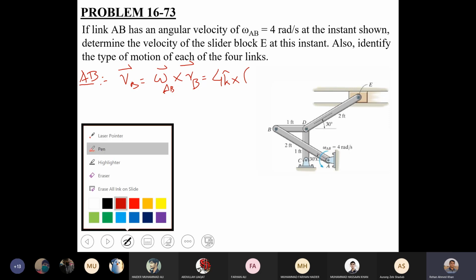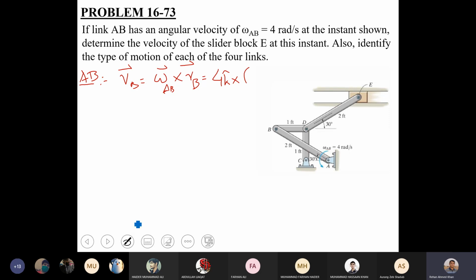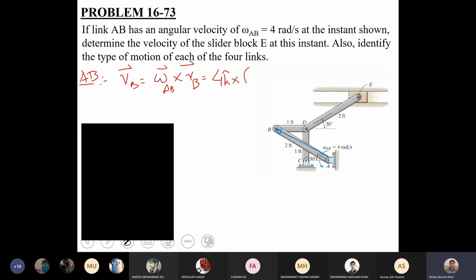What is this vector RB? The absolute position of B with respect to A. So this is going to be the vector which is being shown to you with a blue arrow. What should be this vector? Can you identify it?